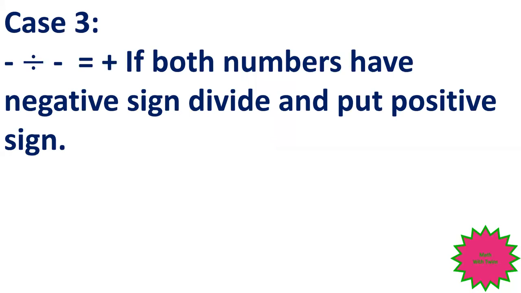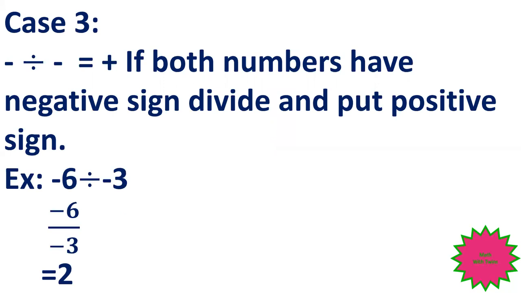Case 3, it says that the division of two negative numbers is positive. Now let's see how division of two negative numbers is positive with an example. Minus 6 divided by minus 3. We see that 6 is negative, 3 is also negative. That time divide 6 by 3, which will give you 2. And I've not added minus in front of my quotient. This is because minus and minus get cancelled off.